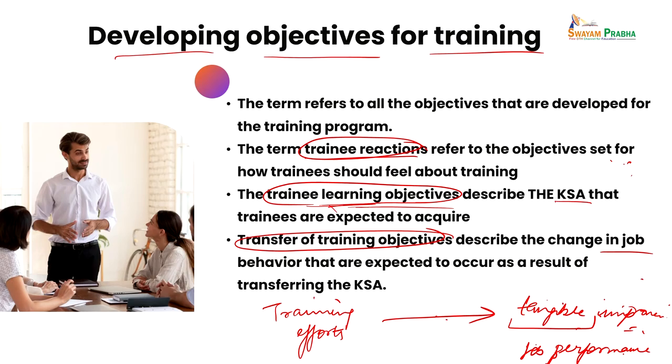So in summary, the trainee learning objectives and transfer of training objectives are interconnected aspects of the training design, the training delivery and evaluation. So positive trainee reactions contribute to more engaging and more satisfying experiences of people, while effective achievement of learning objectives would facilitate the transfer of acquired KSAs to the job context, leading to improved productivity, improved performance and enhanced job satisfaction level, thereby leading to organizational success at large.